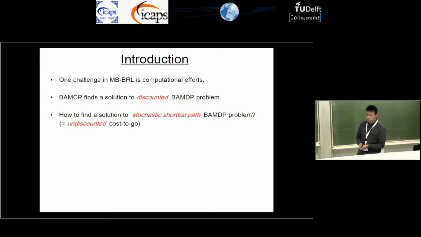One challenge in model-based Bayesian reinforcement learning is the computational effort. And BAMCP finds a solution to the discounted BAMDP problem. But how to find a solution to the stochastic shortest path BAMDP problem, which considers undiscounted cost-to-go, this is the motivation of this work.